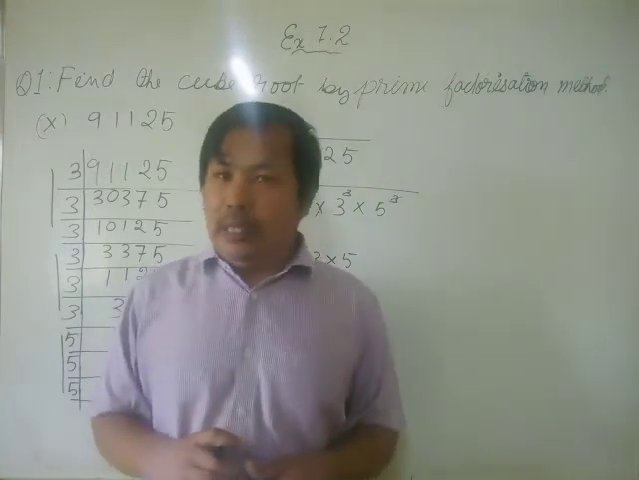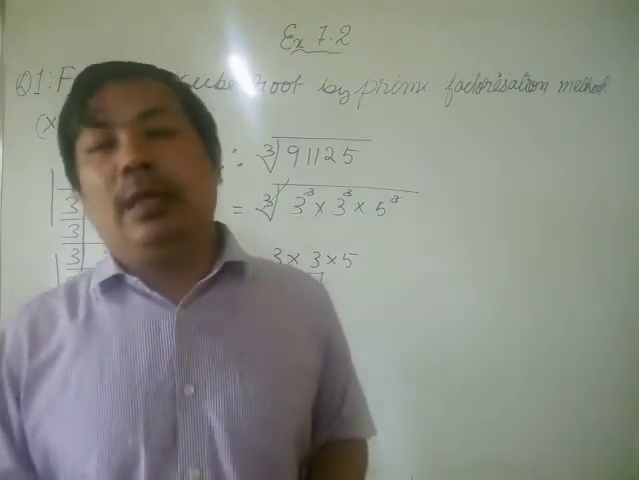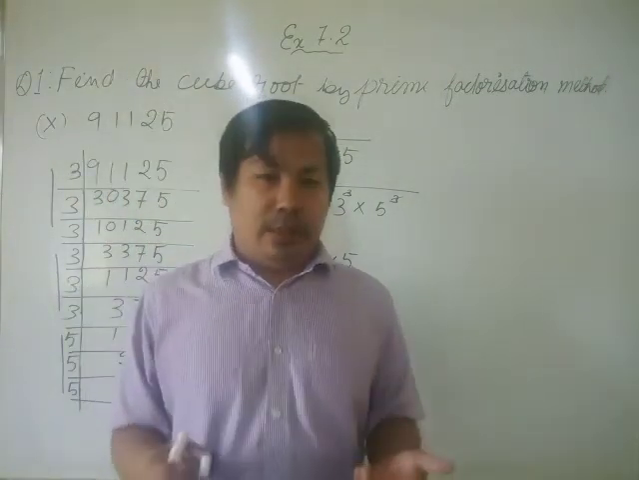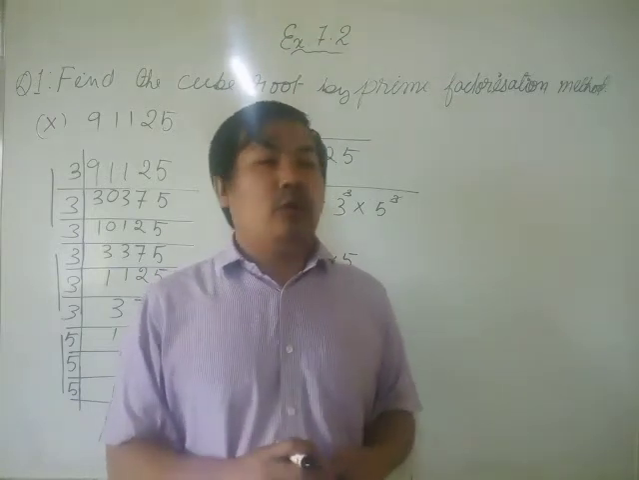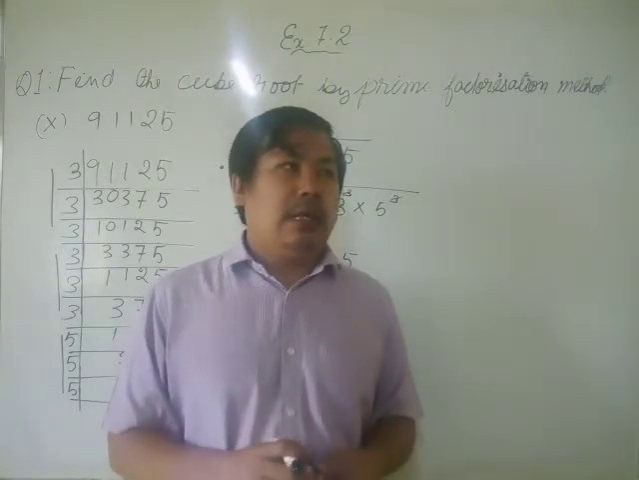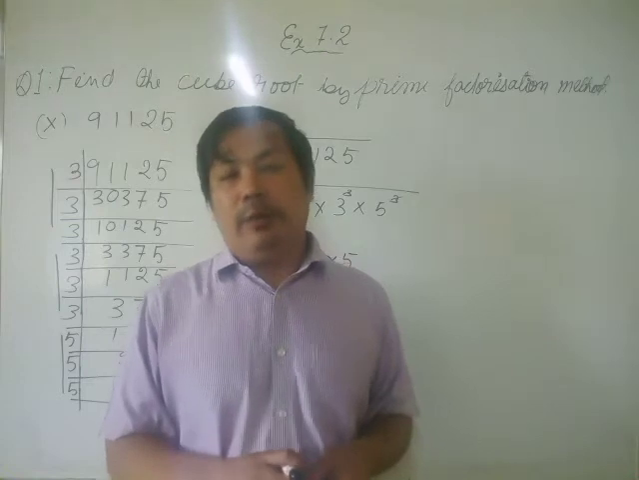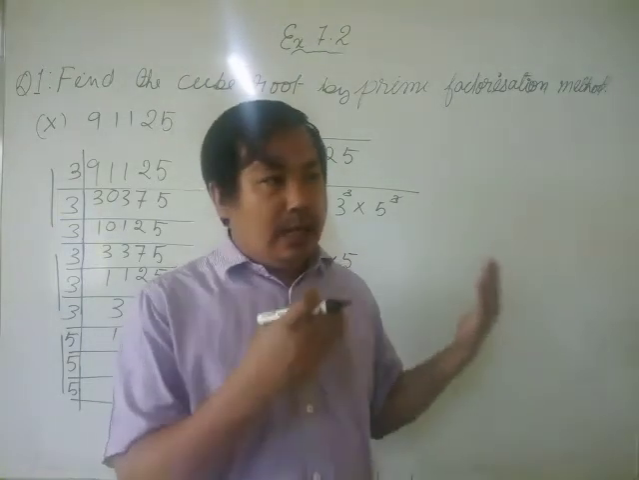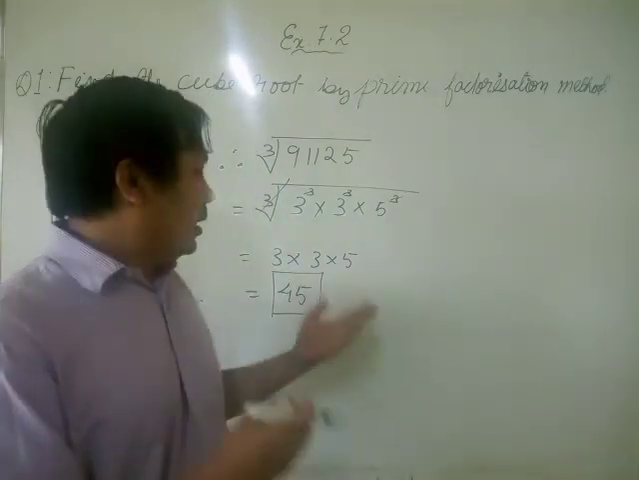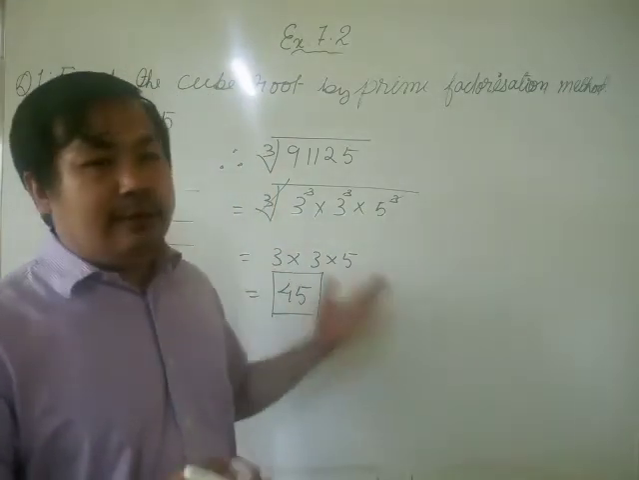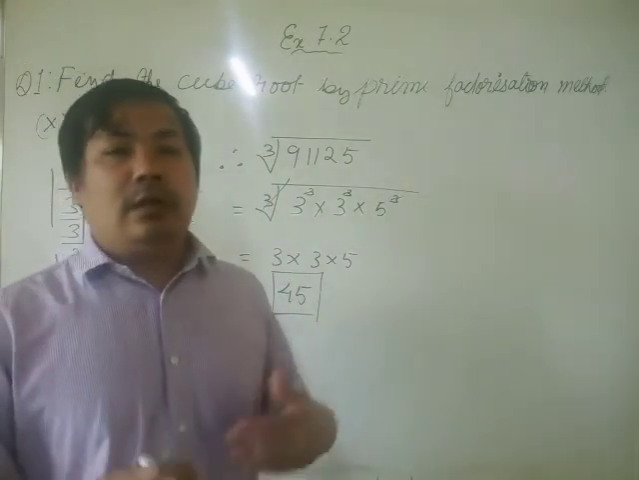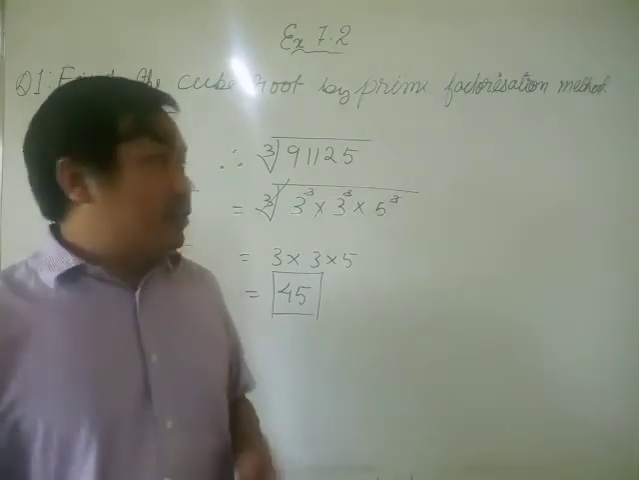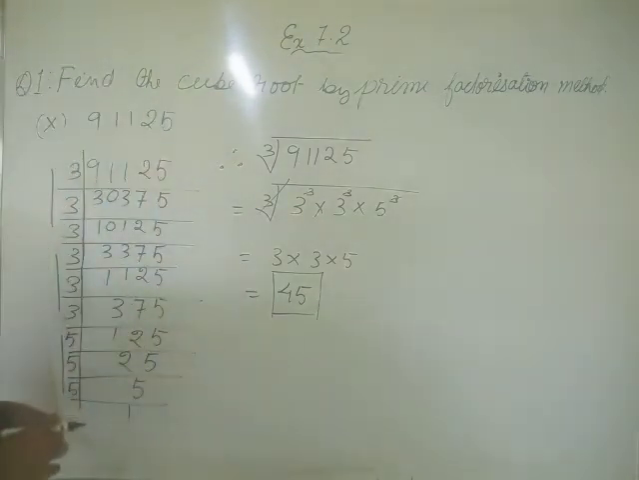Finding the cube root is also the inverse operation of finding the cube of the number. Like that, in the square also we have studied that finding the square root is the inverse operation of finding the squares, isn't it? Like this, here also we come across that finding the cube root is the inverse operation of finding the cubes of the number. Okay, so with this we have finished question number 1 here.